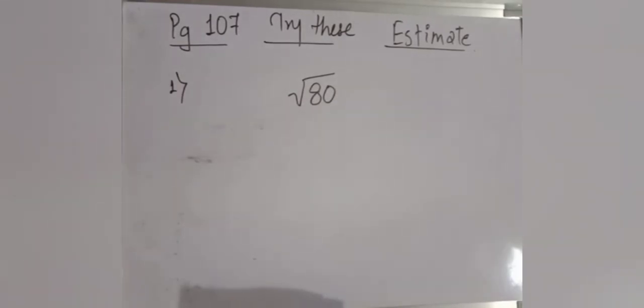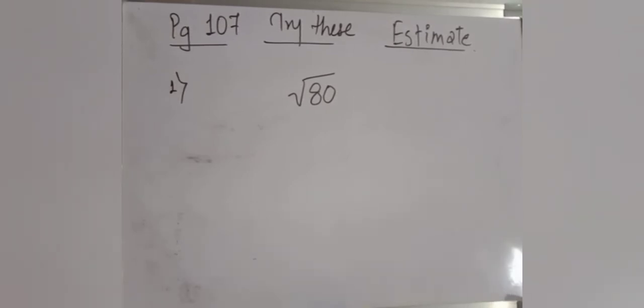Page number 107. Try this. The question is, estimate the value of the following to the nearest whole number. First question, root 80. Now we know that 80 is not a perfect square of any number. So we have to find out between which numbers it lies.